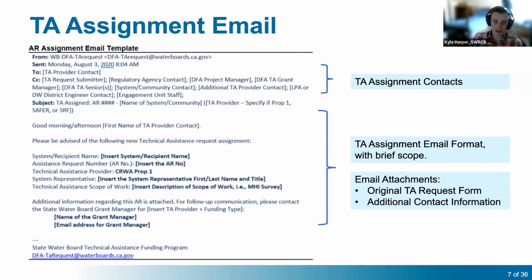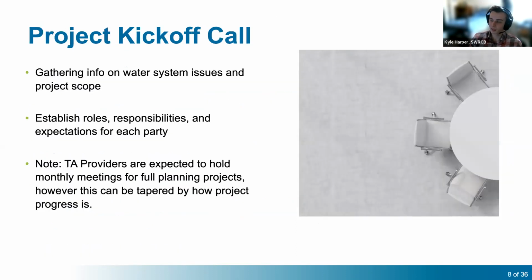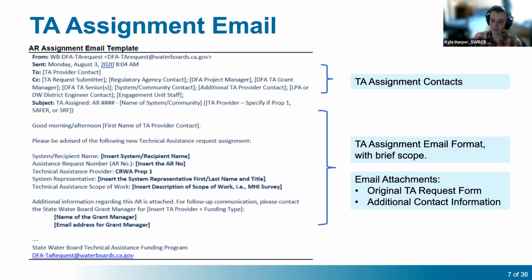And then I also just want to point out, going back a little, to talk about attachments real quick too. Normally in the assignment email, we attach the original TA request form we get when the TA request is first submitted. And then we also attach some additional contact information too. After the email is sent out, the TA provider can either accept or deny this request, but we would like that to happen over email as well.